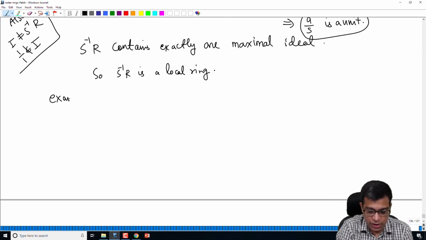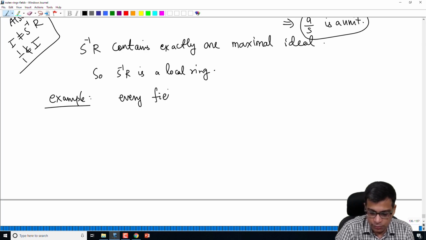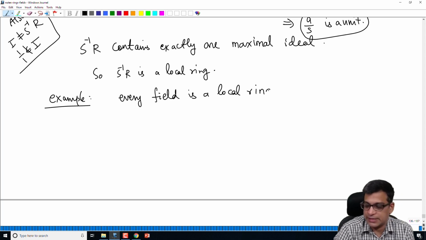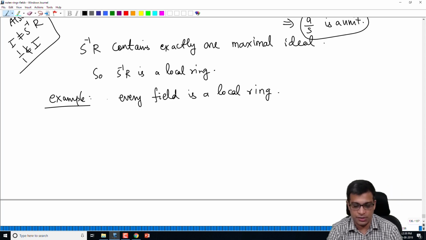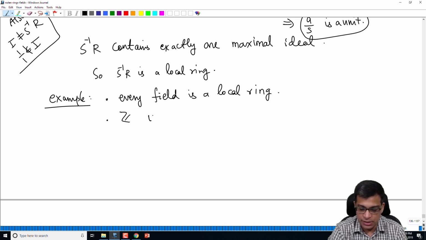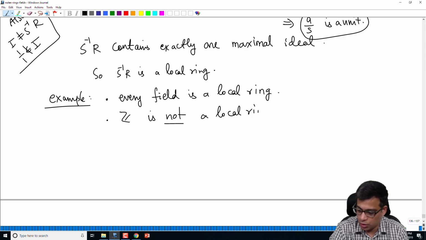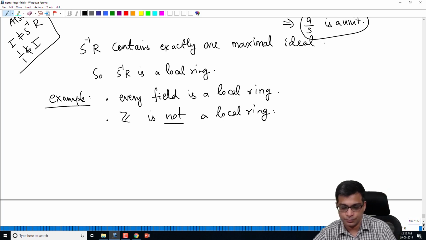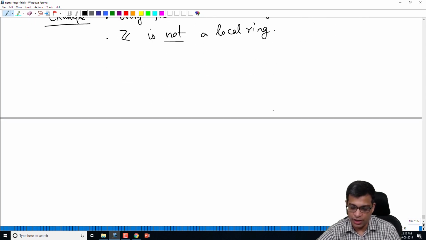Also another example is every field is a local ring, because a field has exactly one maximal ideal, namely the 0 ideal. And just to finish this, Z is not a local ring. The ring of integers is not a local ring. This is because it has several maximal ideals, 2Z, 3Z, 5Z and so on.